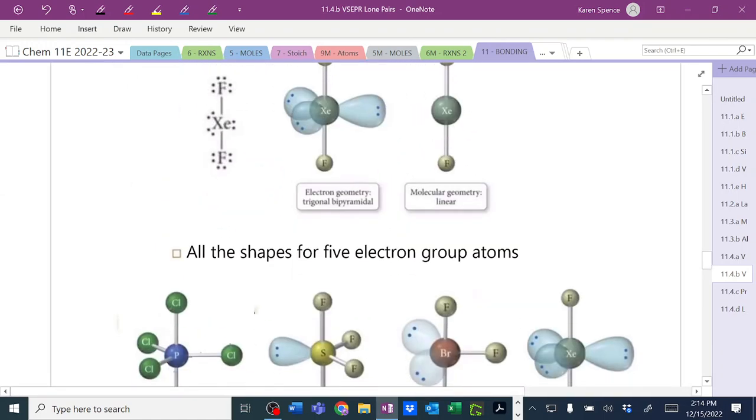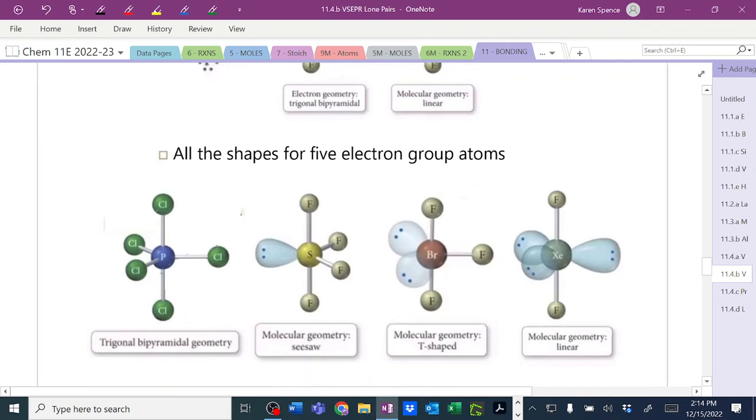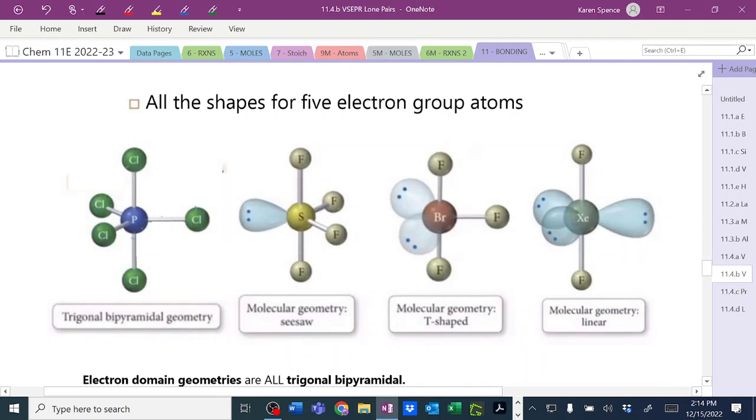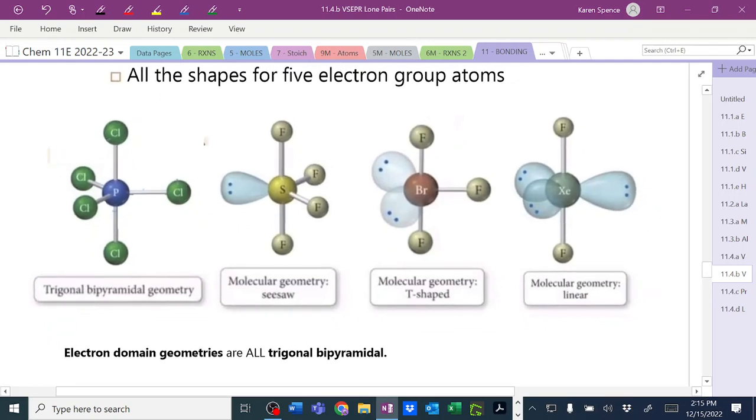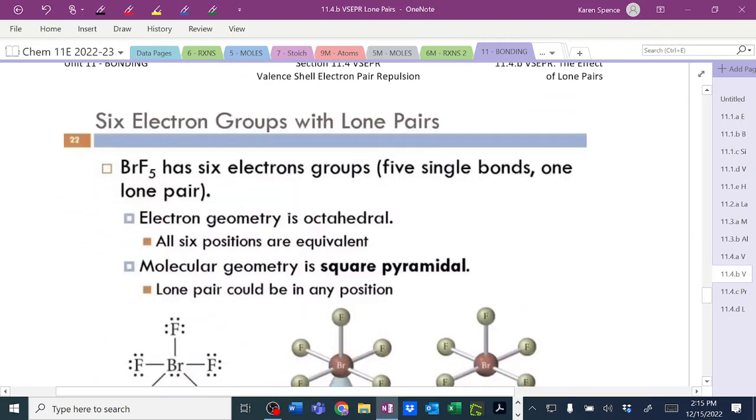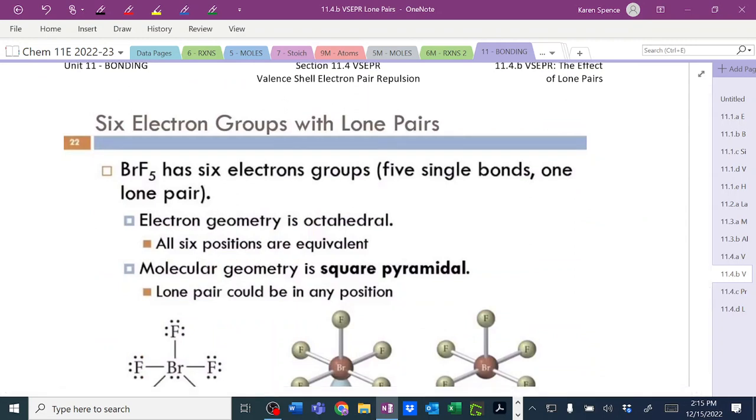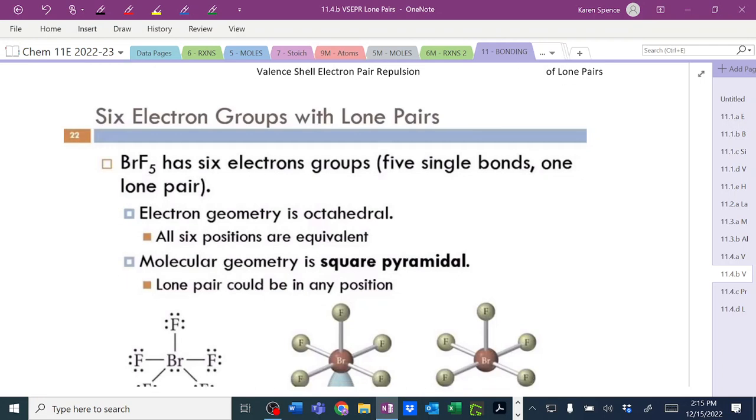Here are all the shapes for the 5 electron groups. Trigonal bipyramidal, seesaw, T-shaped, and linear. All of the electron domain shapes are trigonal bipyramidal. And we're not quite done because we still have to build on our octahedral base. So we have, that's a lot of candy. Those are big candy.